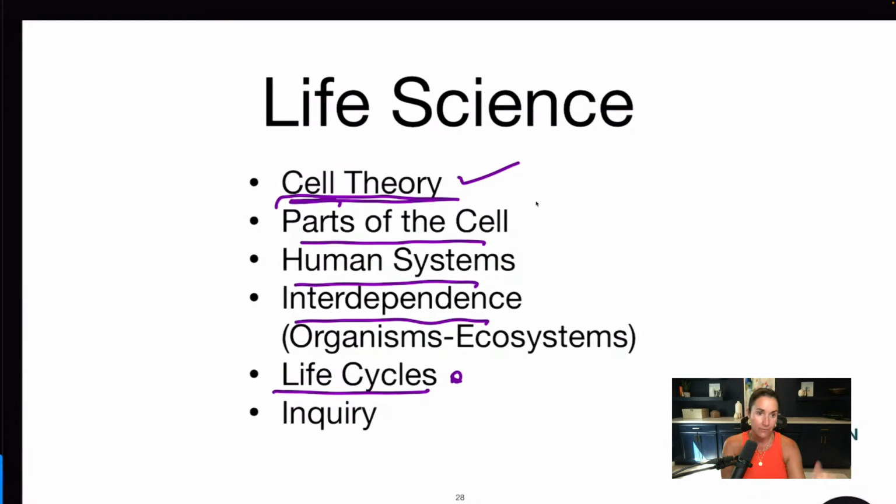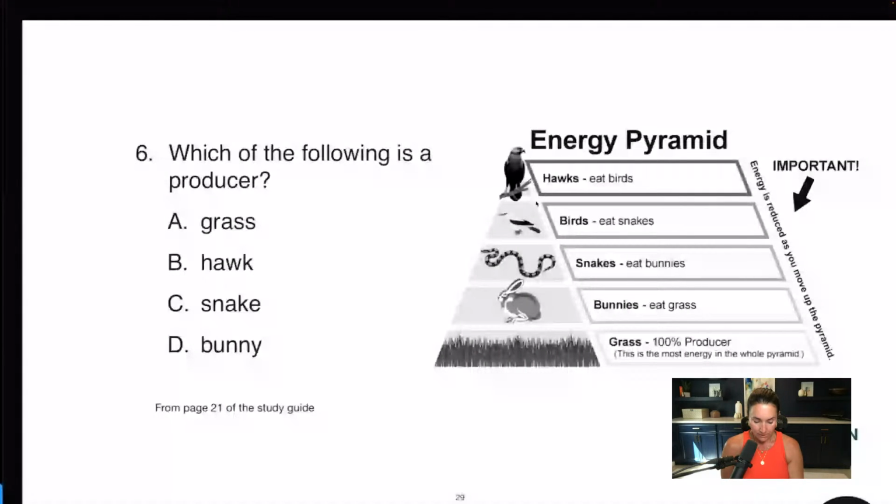Life cycles: the life cycle of a butterfly, the life cycle of a frog, the life cycle of a human. They're all different. And then, of course, inquiry is going to be a good word on this exam. Let's have a look here. This is on page 21 of the free study guide. Number 6, which of the following is a producer?